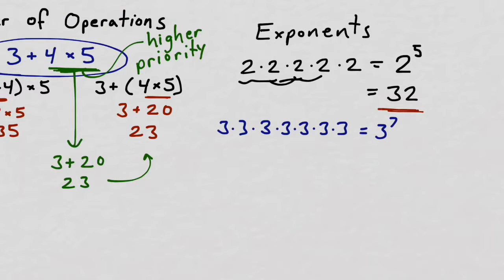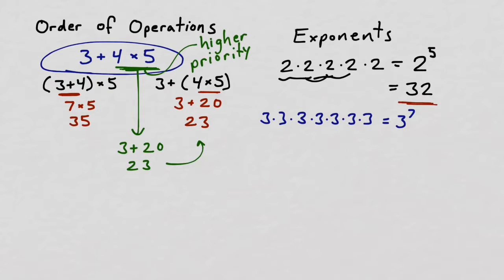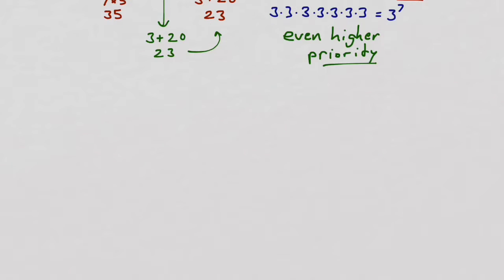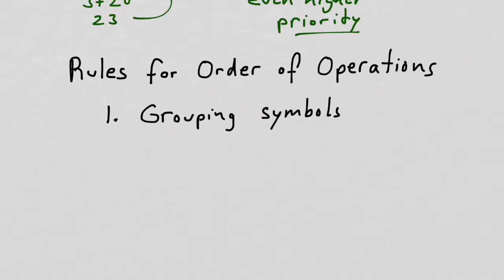Well, since exponents are a summary of multiplication, and we've already mentioned that multiplication has a higher priority than addition, exponents as a summary of multiplication, you might guess, they even have a higher priority. So if we have exponents within an expression, we need to handle them even before we do multiplication. So let's take a look at the general rules for order of operations. So the very first thing we want to deal with is grouping symbols.